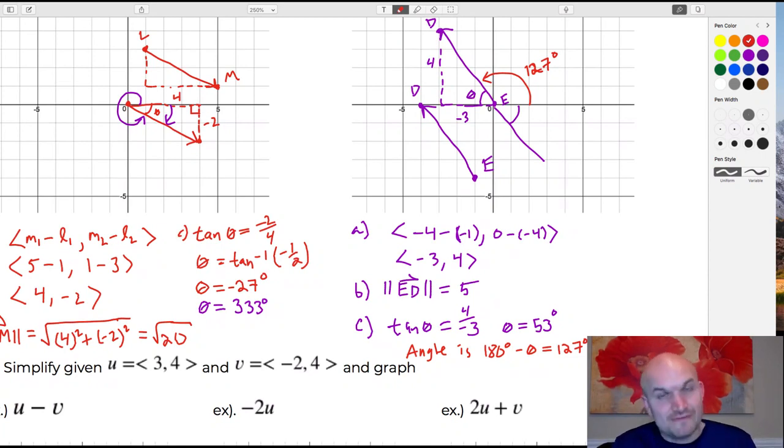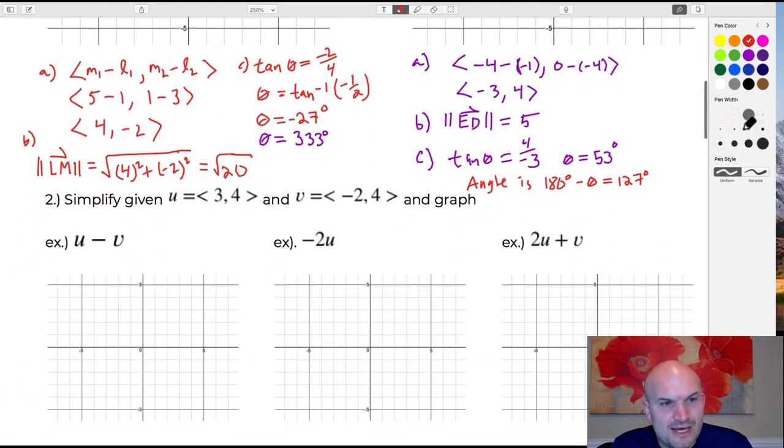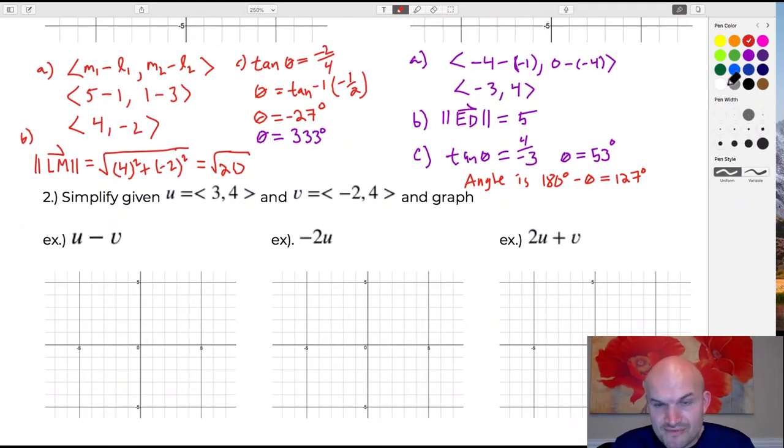So we just have to understand what we're looking for and then use supplementary angles to figure out the angle of the triangle. All right, so let's go ahead and get into the operations of vectors, and for all of you that have joined in, I will get to clarify any questions for you before we get to the multiple choice.